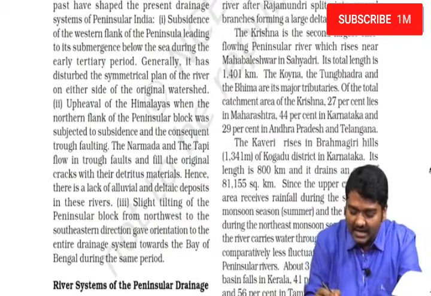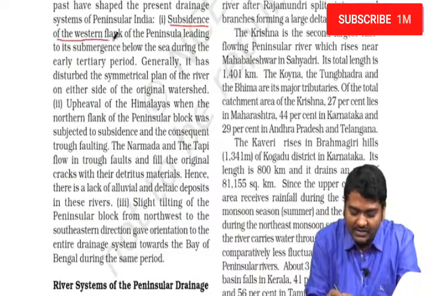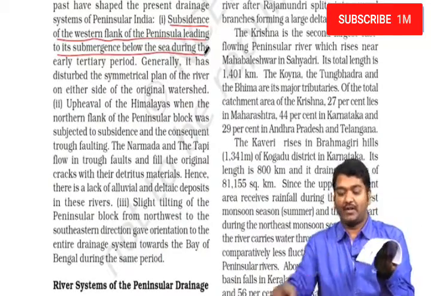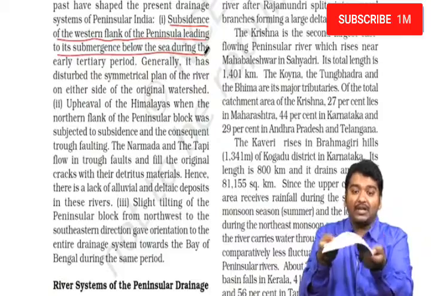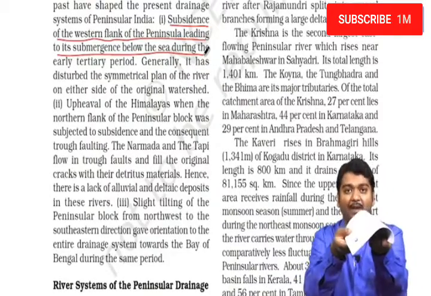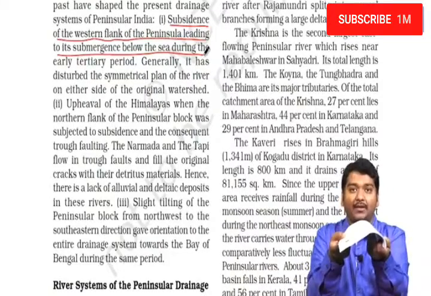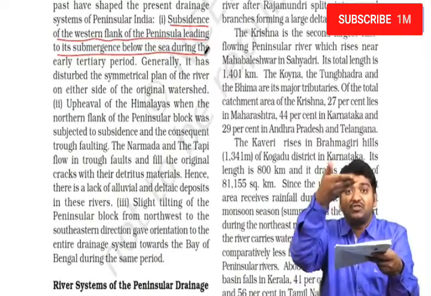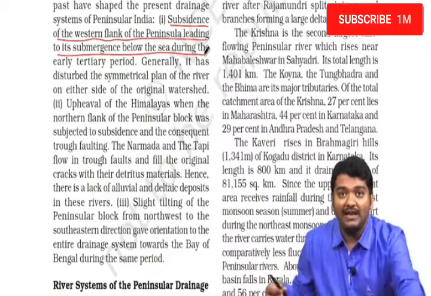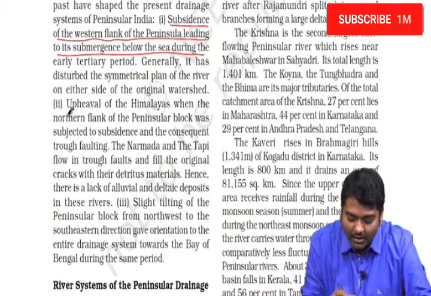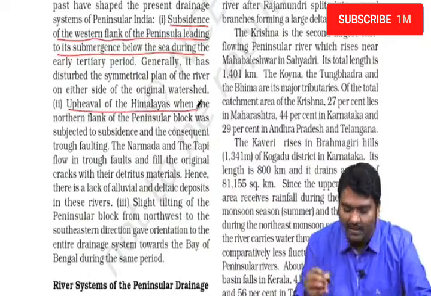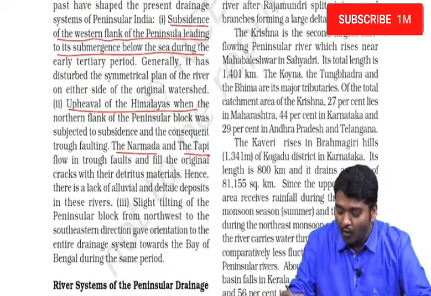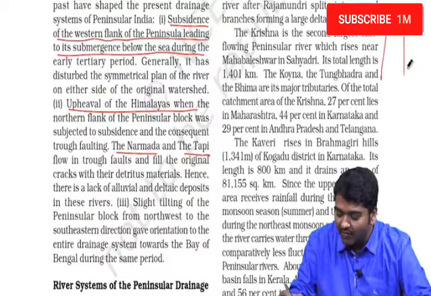So here you can see subsidence of the western flank of the peninsula leading to its submergence. Second important thing, when this peninsula went and hit the Himalayas, there was some tilting, and it is believed that during this some parts went below. And the rift valley is also created during this upheaval of the Himalayas. Due to this, we observe Narmada and Tapi moving in between faults.